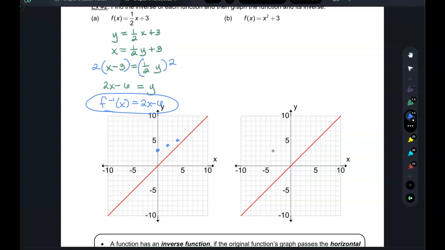Does anybody need any rulers? Okay, so here's my line. Oops, that did not go through those points.